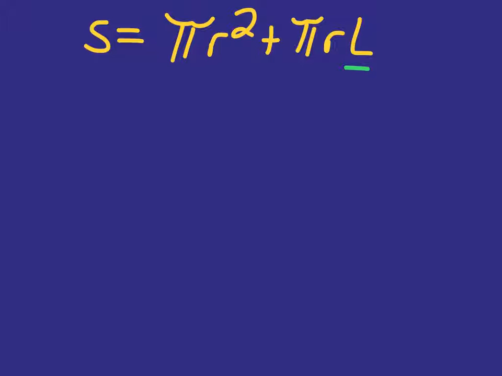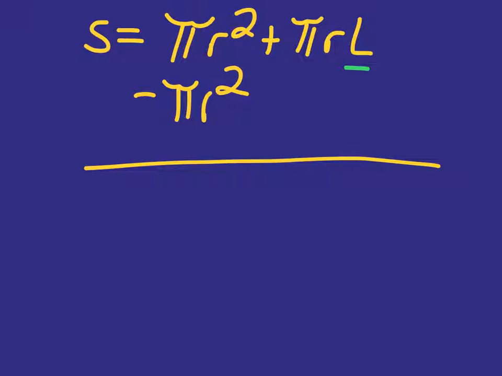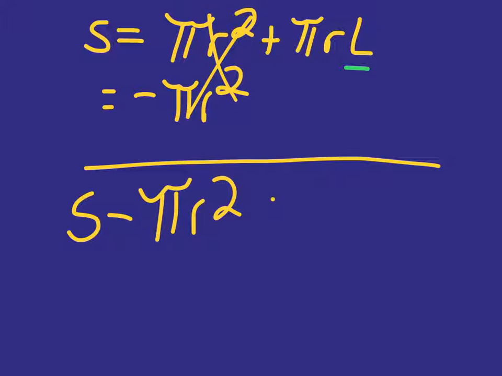So we're going to solve this for L in the same way that we do all the other formulas, and what we're going to do first is we're going to take this chunk, pi r squared, and we're going to just subtract that whole term. Subtract pi r squared, and we're going to subtract it from the other side as well, and that's going to leave us with s minus pi r squared. This cancels out, and on the other side, we're just left with pi r times L.